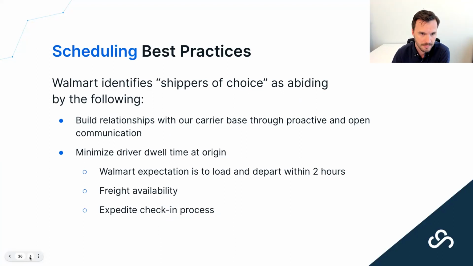Okay. So these are the shippers of choice. And again, this is a little bit more high level. So here we have scheduling, a little bit more high level. There is some really helpful, important granular details here. But for the most part, stuff like build relationships with our carrier base through proactive and open communication, right? That would be a shipper of choice. Minimize driver dwell time at origin, which is another way of just saying have an efficient supply chain, get everyone in and out, have all the product ready there on the day of pickup.